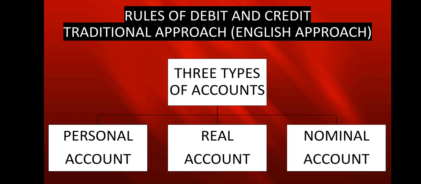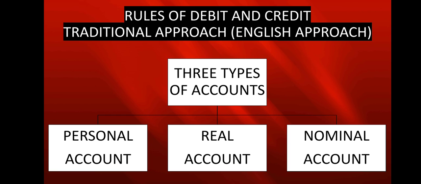Whenever I ask you all, traditional approach, what are the rules of debit and credit? Immediately remember these three accounts. What is it? Personal account, real account, nominal account. So these are the three types of accounts that will be reflecting under this approach. These accounts will also have the rules of debit and credit. Individually, we will be learning the rules of debit and credit.